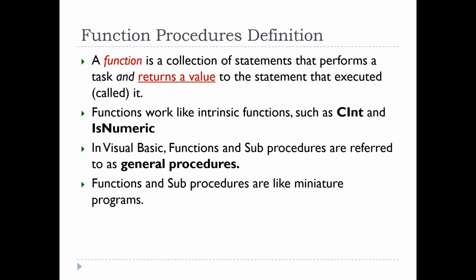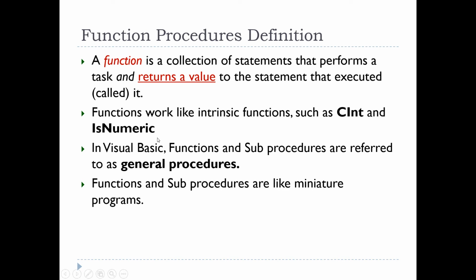When you call the function, we call it a function invocation, or we invoke the function. Functions work like the intrinsic functions, such as CInt and IsNumeric. CInt here means convert to integer. Like I showed you in my example on the payroll, that's a CDbl for convert to double. It's a function that converts it to a double type.